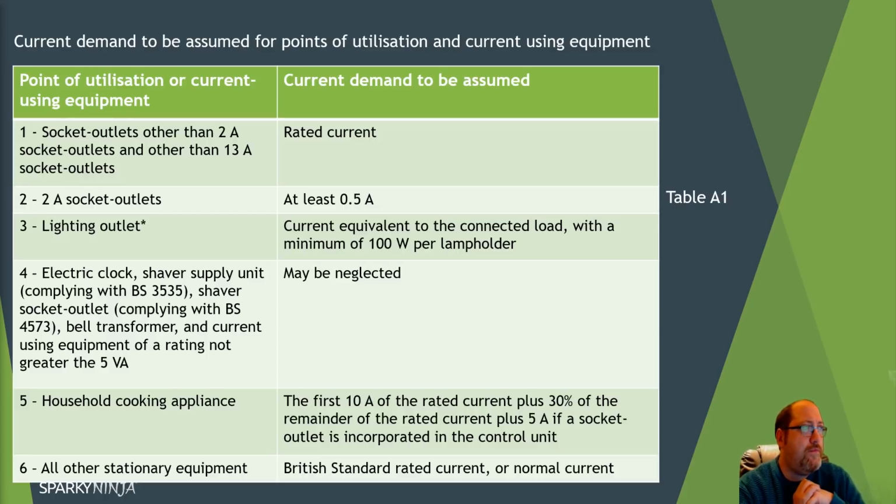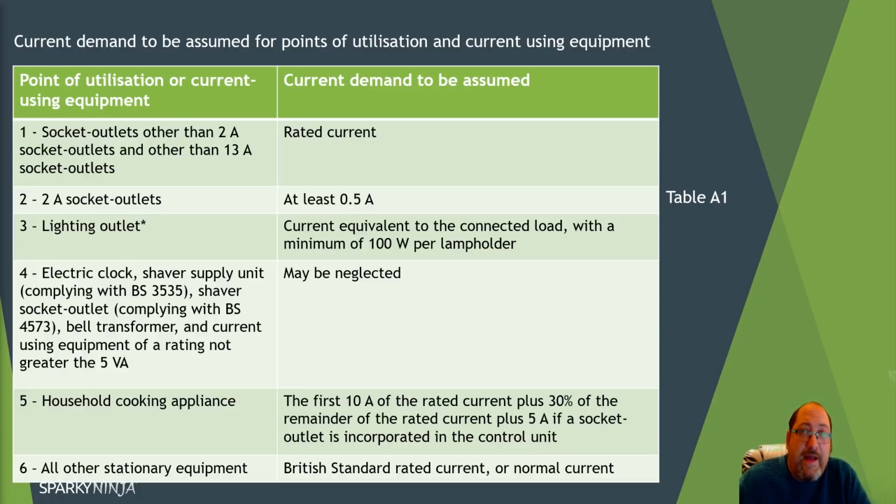Okay, so the current demand to be assumed for points of utilization and currents using equipment. You hopefully have used this before. So we have any socket outlet other than 2 amp and other than 13 amp. So it's a 5 amp, a 16 amp, a 32 amp. It's rated current. That's it. At the end of the day, if you have a 16 amp lead for something, it's probably more than 13 amp. So we just use the rated current of the demand there, of the equipment.